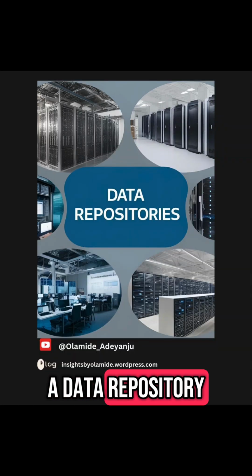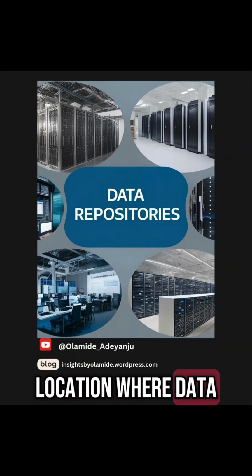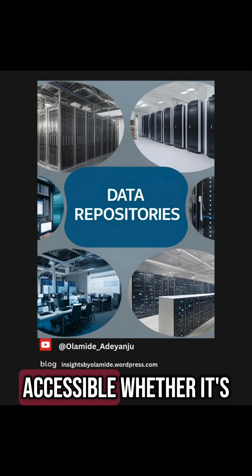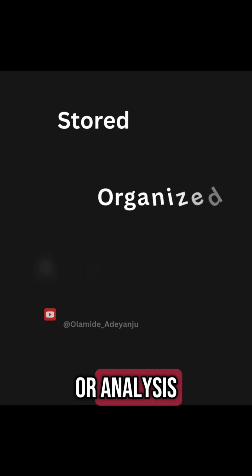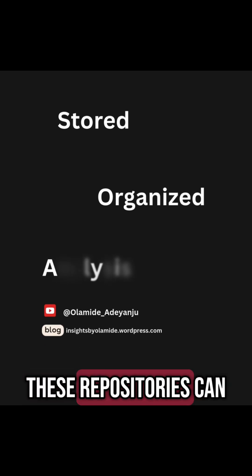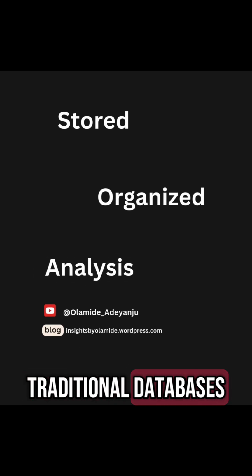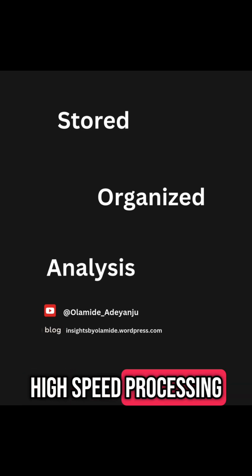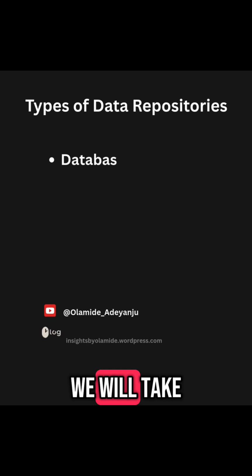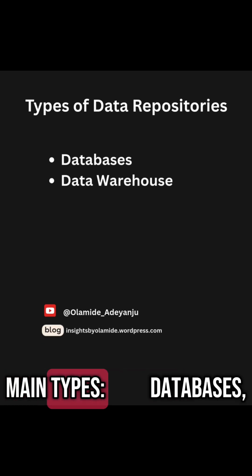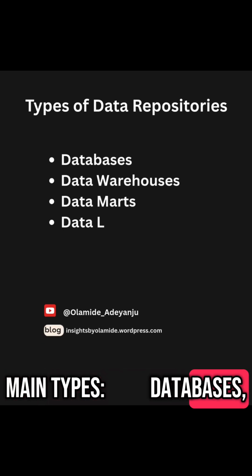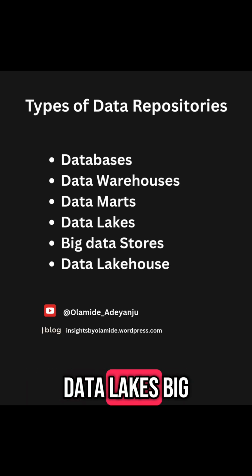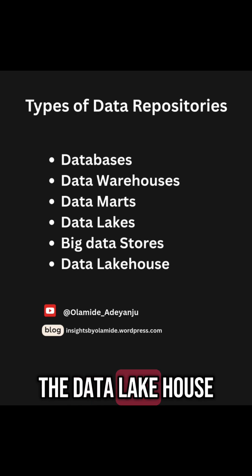A data repository is a storage location where data is collected, structured, unstructured, and kept accessible, whether it's for operational use or analysis. These repositories can range from traditional databases to more advanced systems that support large-scale, high-speed processing. In this video, we will take a high-level look at the main types: databases, data warehouses, data marts, data lakes, big data stores, and the data lakehouse.